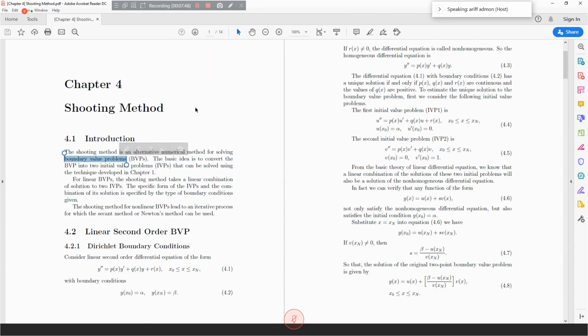Just an alternative. Even though you can use finite difference method to solve a boundary value problem, you can also use shooting method. Same as our third chapter, since we are solving boundary value problems, we have 3 different boundary conditions. Once again, Dirichlet, Neumann, and the last one, Robin's boundary condition.